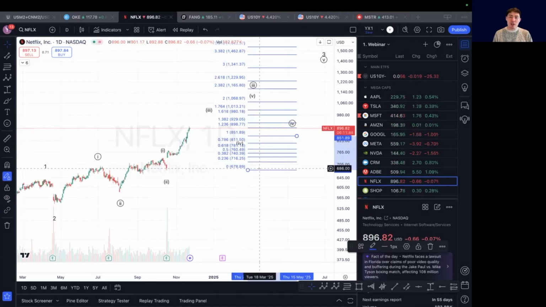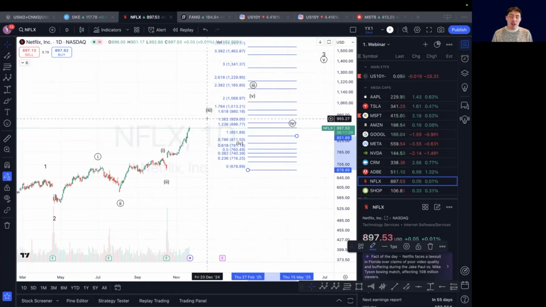So Netflix, an extremely bullish chart at the moment, even after the incredible fight between Paul and Tyson last week, which of course everyone complained was incredibly boring with loads of buffering. Netflix doesn't seem to be stoppable in its price movements, and that's because it's in wave 3 of 3 of 3, which is the strongest wave part of the uptrend.